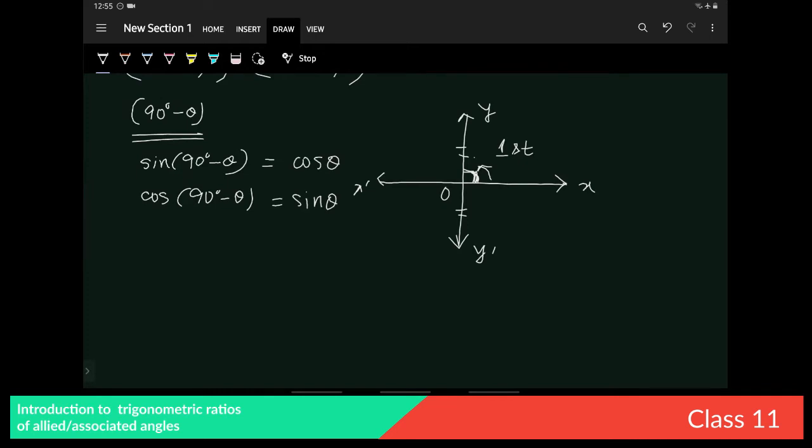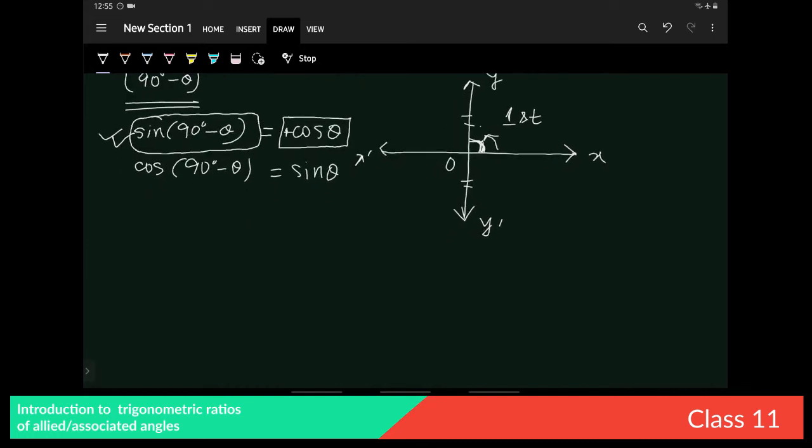According to the working rule, if the trigonometric ratio is associated with the vertical line, then sine will change to cos. So it was sine of 90° minus theta; since it is associated with the vertical line, it has changed to cos theta. And before cos theta it is plus. Why? Because in the first quadrant all the trigonometric ratios are positive.